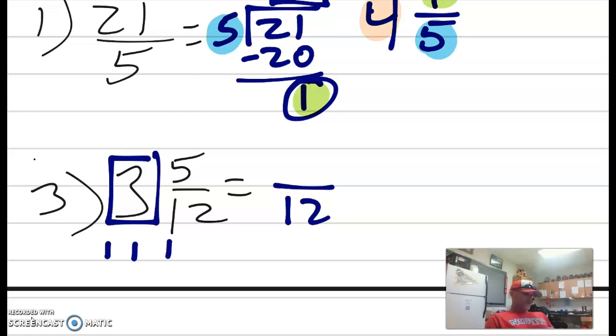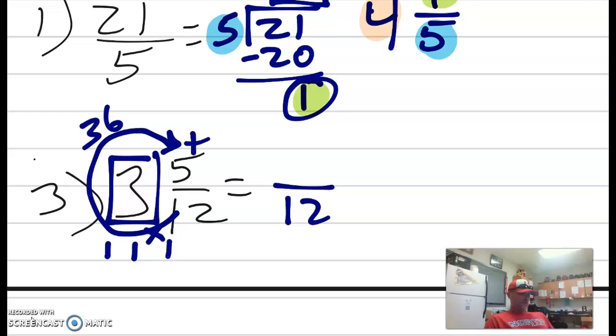So all we have to do is multiply 12 times 3, which is 36. And then we have 5 extra parts. So we would add the 5 to the 36. So that would be 41 over 12. So we have 41 pieces, and it takes 12 pieces to make one whole thing.